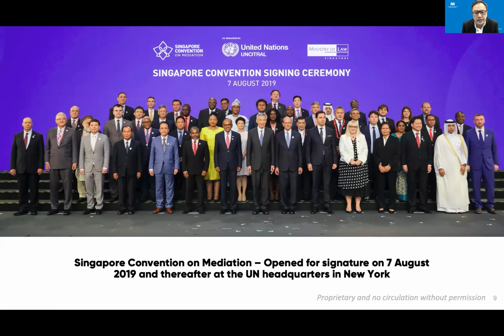It was held in conjunction with the United Nations, where 46 countries came together at the time to recognize that we can have a mutually enforceable mediated settlement agreement. So this is a tremendous promotion of mediation as a way of resolving disputes and recognition by many, many countries.